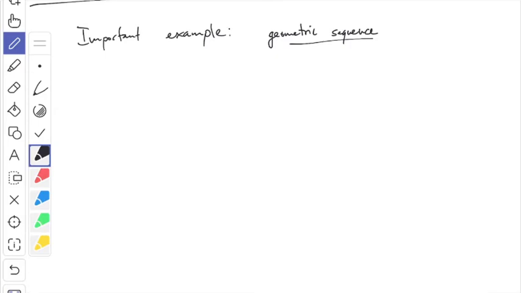So, for example, something like 2, maybe just to be explicit about it, I'll say 2 to the 1, 2 to the 2, 2 to the 3, 2 to the 4, etc. That's one example, or you can do this with any number you like. So if you wrote those terms, they would be 2, 4, 8, 16.